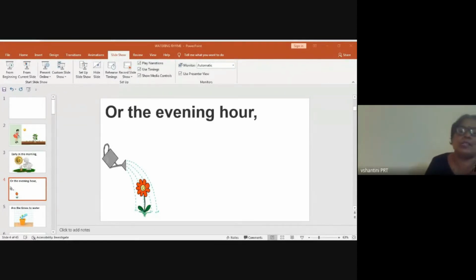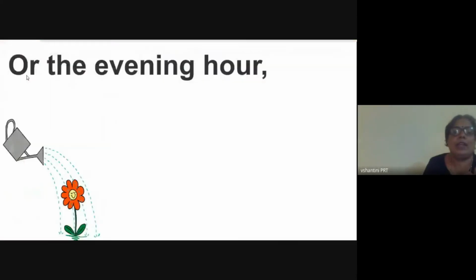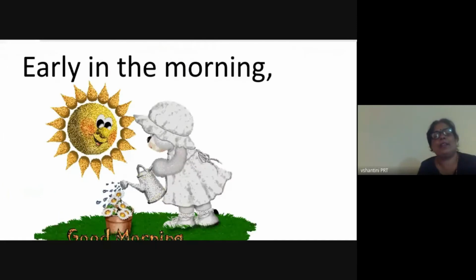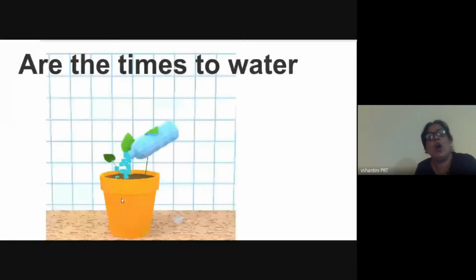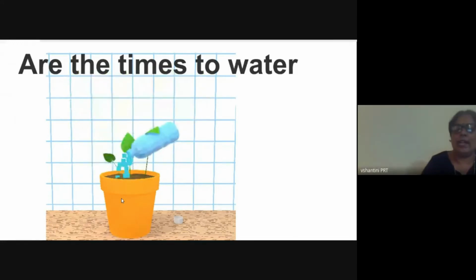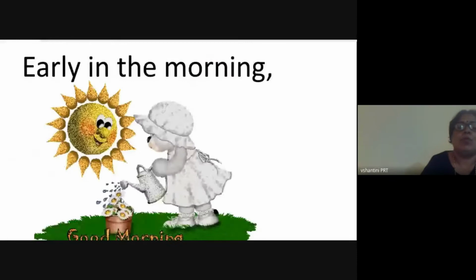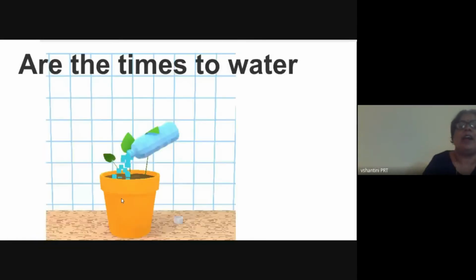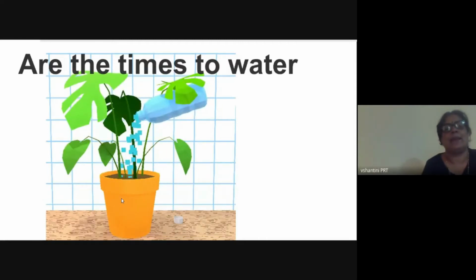Okay, now coming to the poem. Or in the evening hour means evening time. Here hour means time. Right. Now, next. Remember, what does the poet tell? Early in the morning or in the evening are the times to water. This is the right time to water, children. It's not that you can water whenever you want. Again, I repeat, early in the morning or the evening hour are the times to water the plants, right?